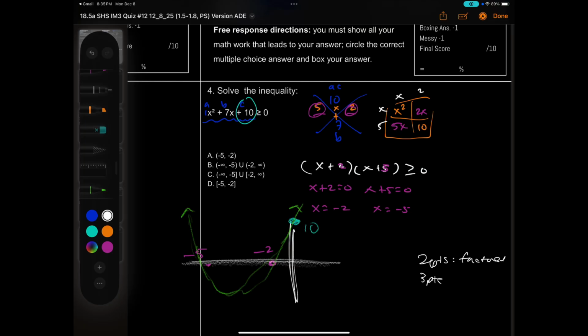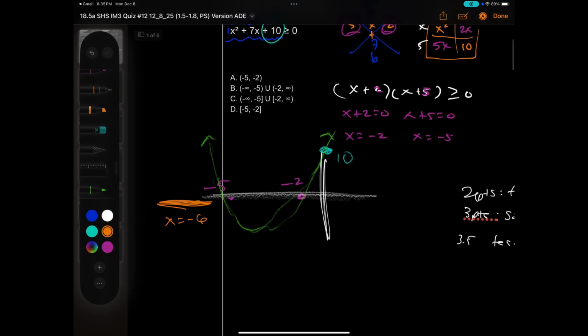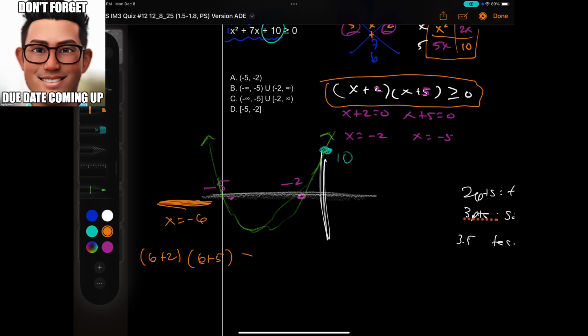3 points, a lot of students got this part, they just solved it. 3.5 points if you did the testing. So what do you test? Remember, you can test the orange region, so like -6. And then I'm going to put it back into the factored one. You can do the original if you like, or the factored one. So the factored one is right here. So this would be -6 plus 2, and -6 plus 5 is greater than or equal to 0.